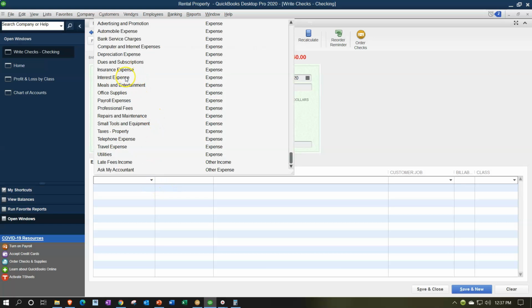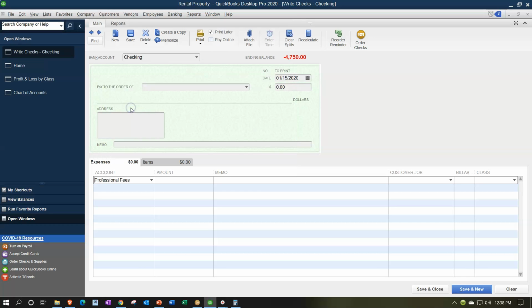So that's insurance, interest, meals and entertainment, supplies, payroll expenses. Obviously, if we have payroll, that would be business. We don't have to break that out between business and personal because we're paying people for business, you would think. So professional fees, if we had professional fees related to the rental property, then we wouldn't have to break those out, you would think, right? Those are going to be professional fees, possibly mortgage brokers, lawyers, accountants.